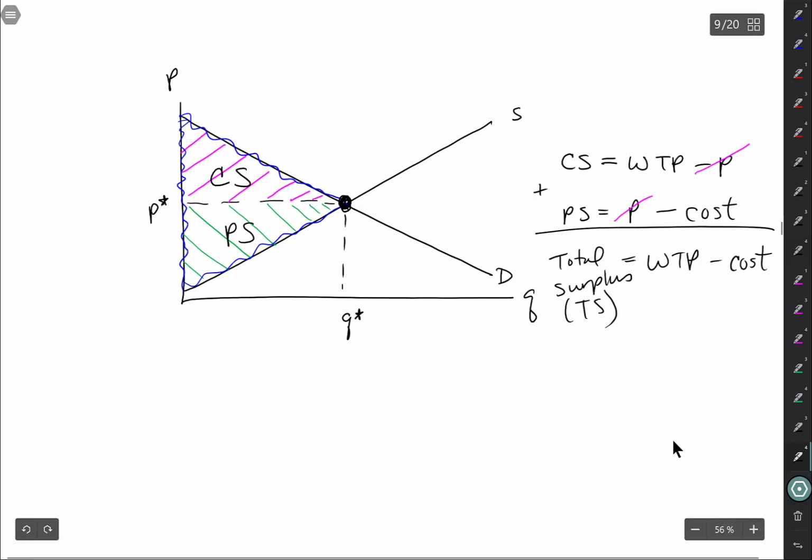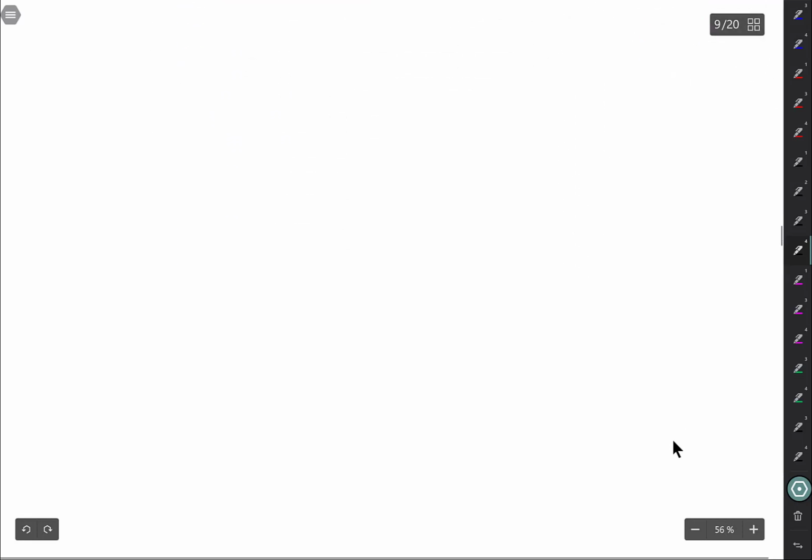And let me show you that surplus necessarily shrinks if we deviate from this, what I'll call the happy place, the equilibrium. So let's say we deviate to the left.